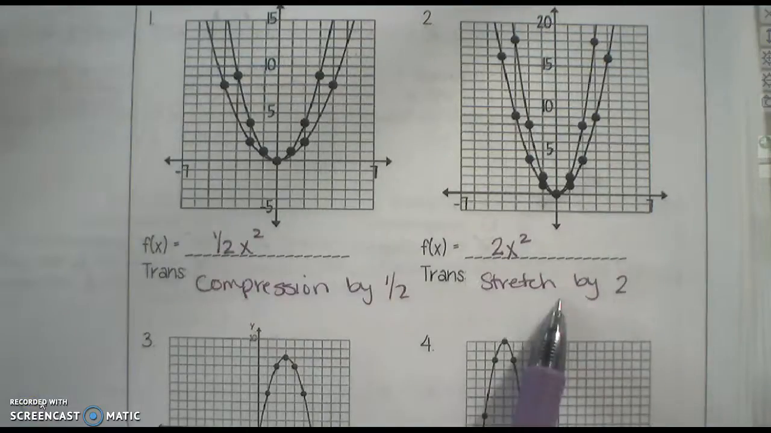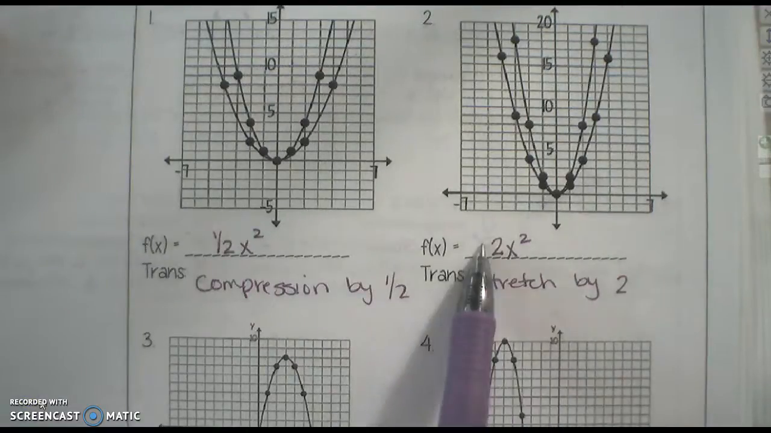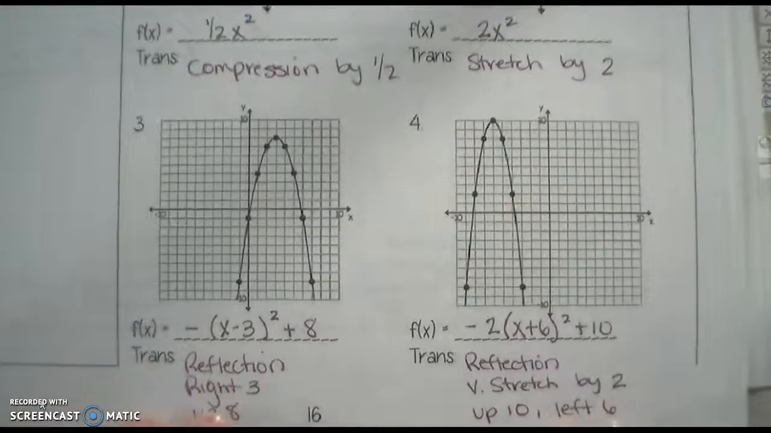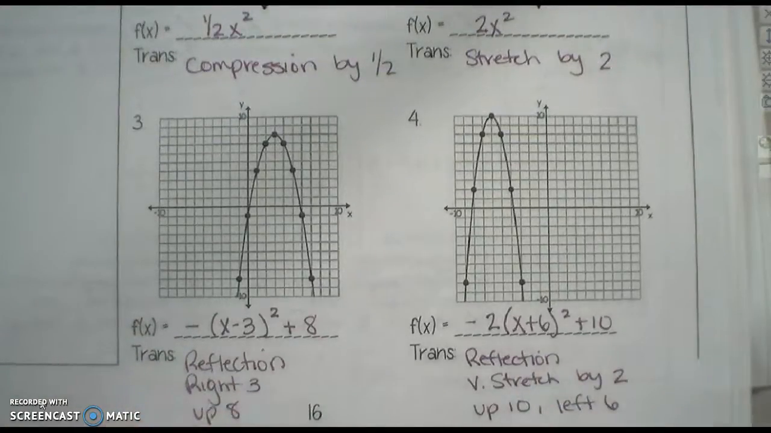Number 2 was a stretch by 2 since you're going up twice as much, so 2x squared. And the last one had a lot of things. Pause if you need a little more time to look at that. Reflection, stretch, up, and left.